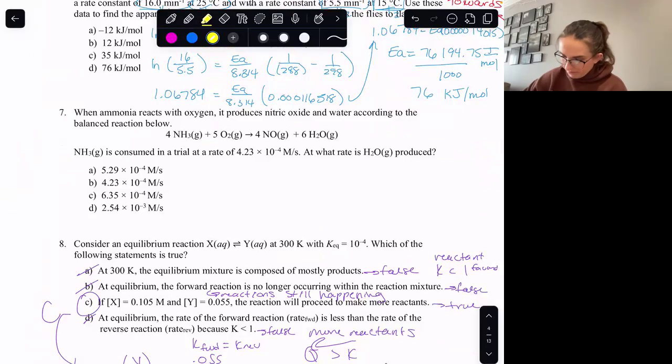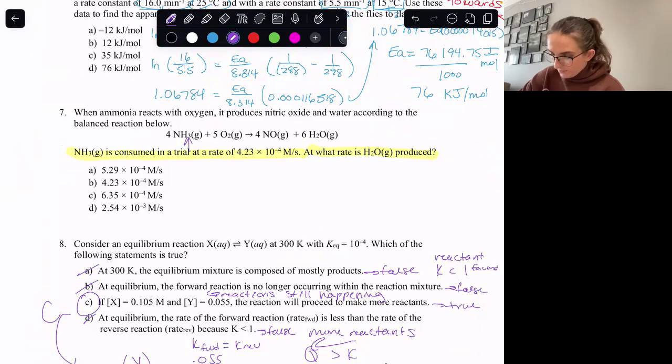This one here, we're saying NH3 is consumed at a rate of 4.23. What is the rate of H2O being produced? That one is telling you you have the rate of a reactant, and you're asked about the rate of a product. This should just be straight up rate. And then we did experiment 1, which shows you the experiment.